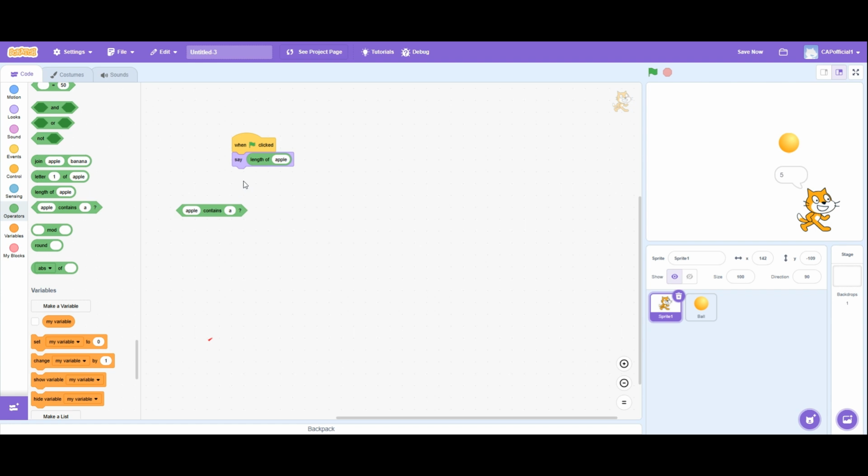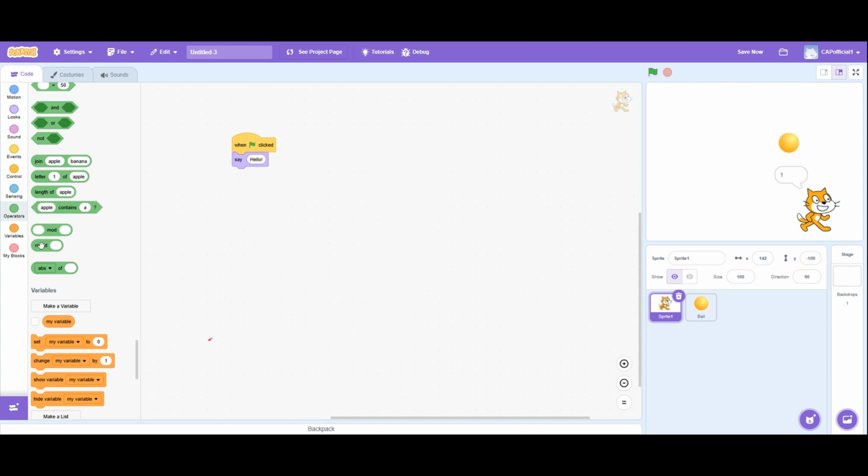This is a condition, as I said previously, in a hexagonal block. So if apple contains A, then it does something. This just checks if apple, or a string, contains a certain character, here A. Next we have mod. What mod does is it calculates the remainder when you divide the first number by the second number. So 10 mod 3, that's 10 divided by 3, should be 1 because you have a remainder of 1. And as you can see, that's what Scratch has also said.